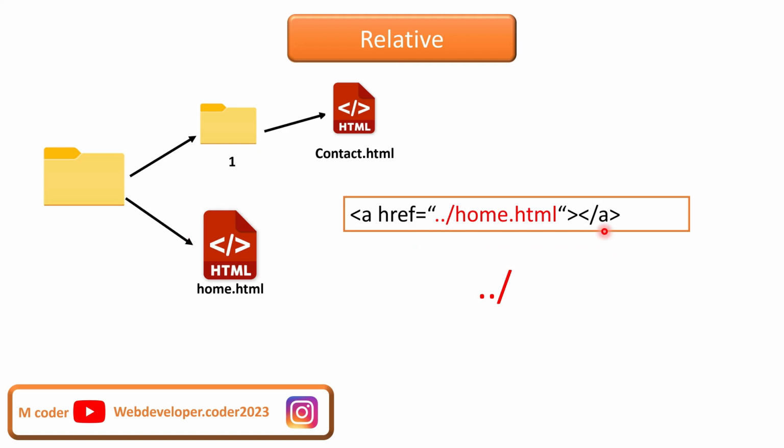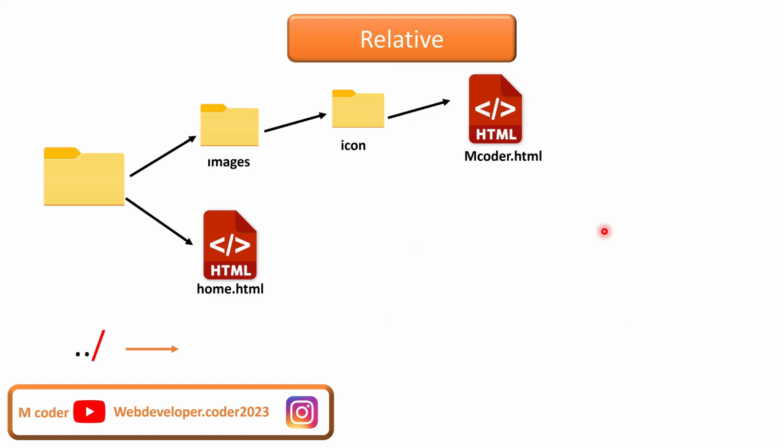Let me give another example. Suppose we are inside the encoder file and we want to give a link to home.html. Now I need to see how this page is positioned related to the home file. That is why we say relative addressing, because it's measured related to the origin and destination. What should we do to go home from this encoder file?